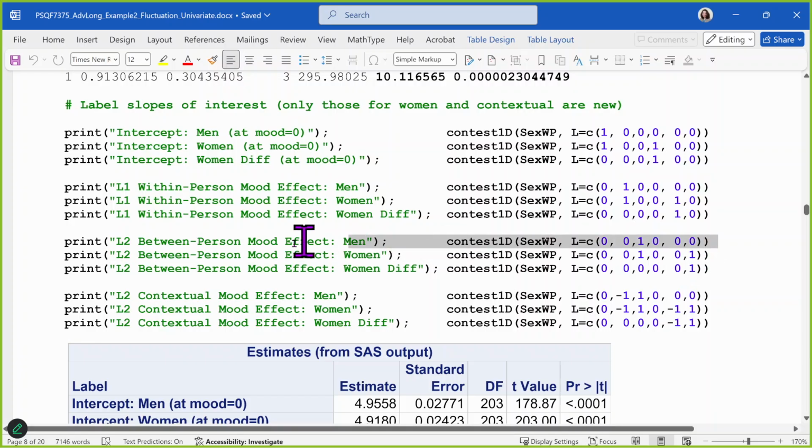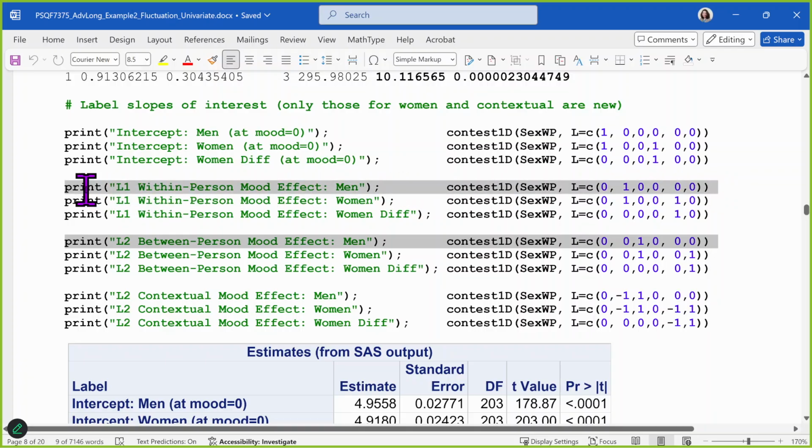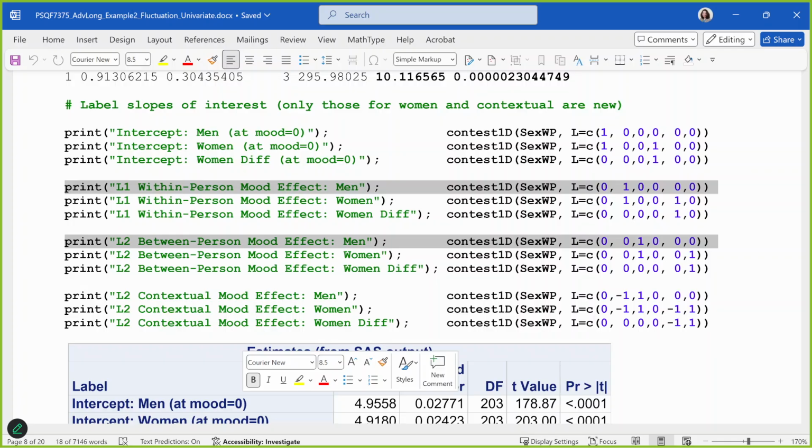So if we look at these two right here, the second one, and then subtract the first from it. So the second spot is 0 minus 1 in the result. The third spot is 1 minus 0. As a general principle, if you put a minus 1 and a 1, you're asking for a difference of slopes. So context effect is between minus within. So that's what we just created for men under person mean centering.